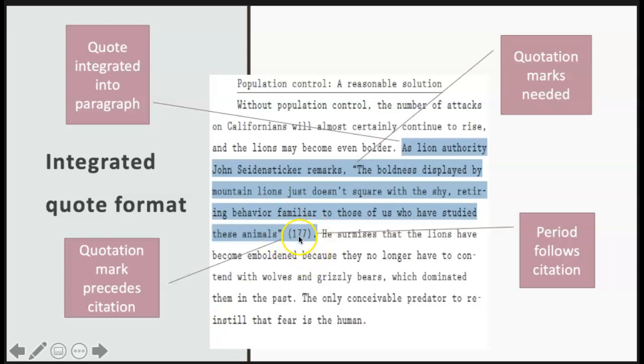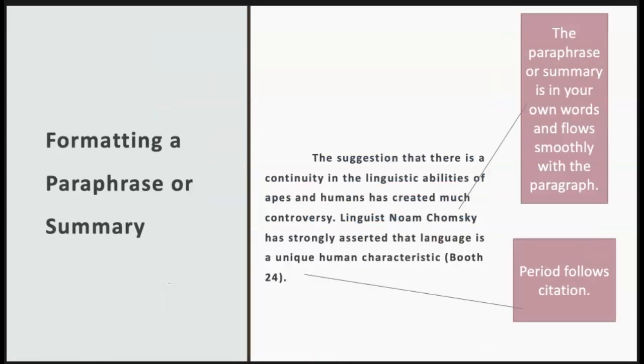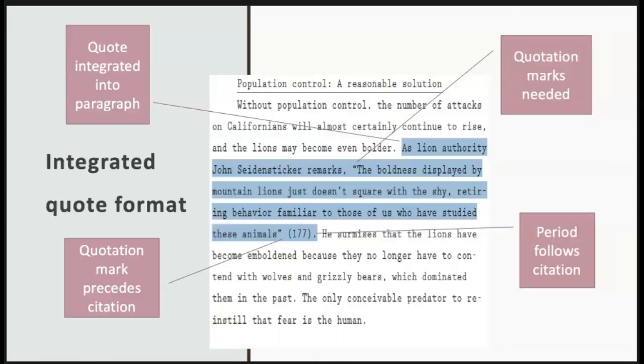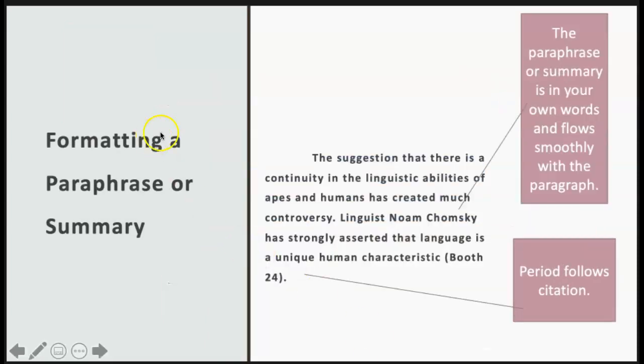Now notice this is the page number in the parentheses. We've already tagged the author, so we don't need to have the author's last name and the page number. We've already got the author's last name. We only need the page number where that information can be found. Period after the parentheses. Also, one more thing about that one. Notice how we go straight from that quoted material right into the rest of this paragraph smoothly. It has been smoothly incorporated into the paper.